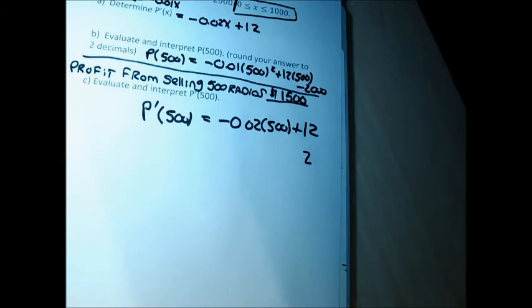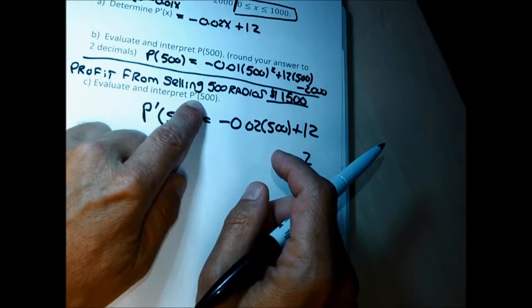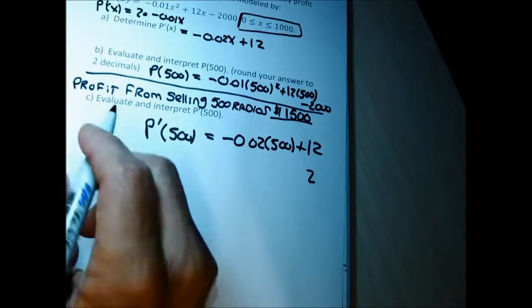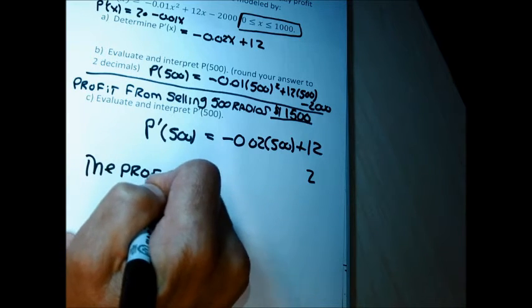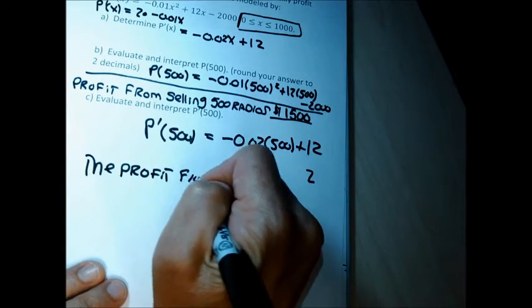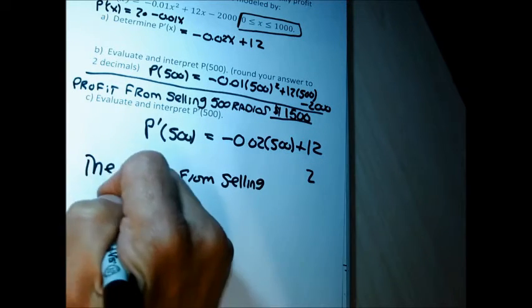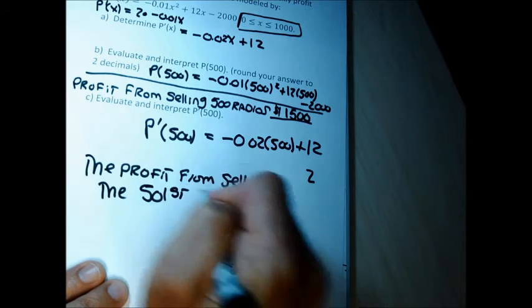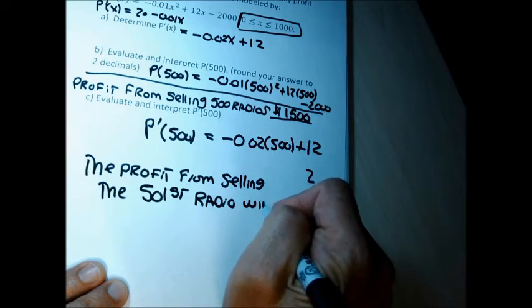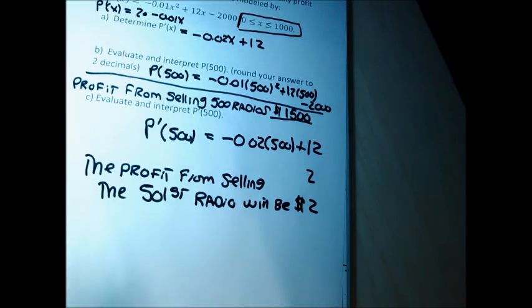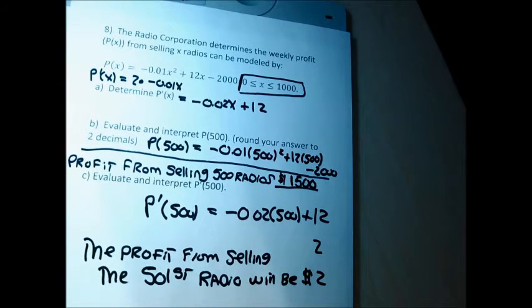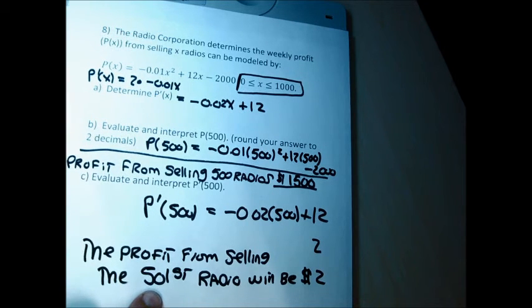And so now I'm going to say, the marginal profit, which is the derivative of the profit function, gives you the profit for selling the next unit. So the profit from selling the 501st, in this case radio, will be, and they're in dollars, so $2. So it's exactly the same as the first group of problems, other than I have the word profit in place of the word cost. The derivative of a profit function is a marginal profit function, just like the derivative of a cost function is a marginal cost function. A marginal profit function gives you the profit from selling the next unit as opposed to the cost from producing the next unit.